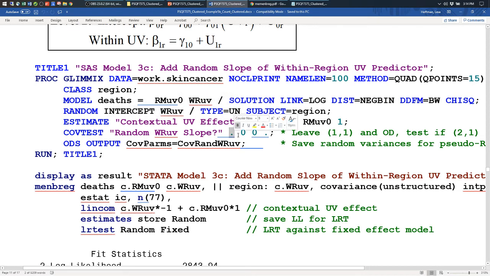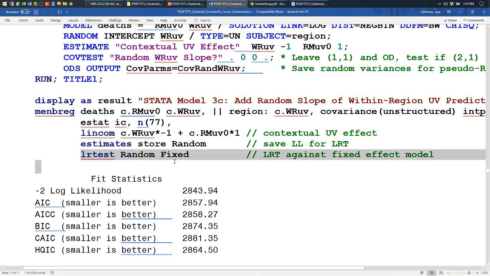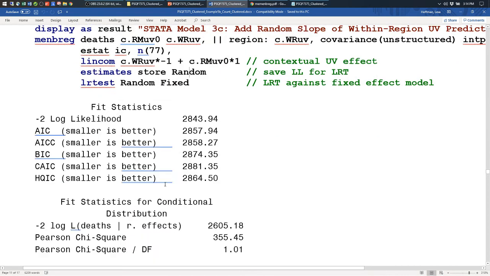So dot means leave it alone, means leave me the random intercept, take out the random slope and its covariance with the intercept, and then dot leave in the over-dispersion scale parameter, and do a nested model comparison. The same thing can happen in Stata using likelihood ratio test. So I save the results from the previous model as fixed, I save the current model as random, and then I ask it to do a comparison.